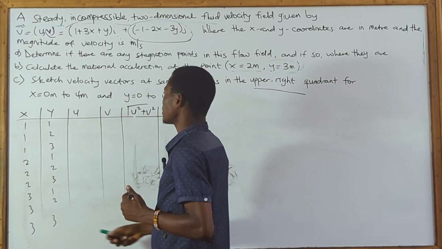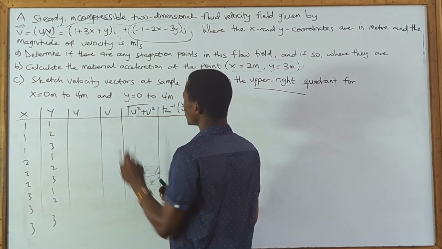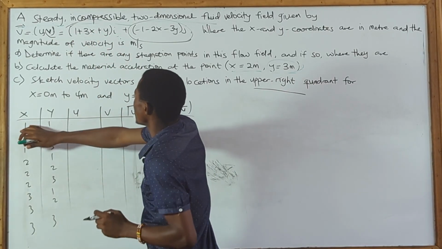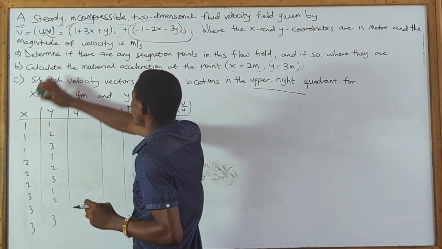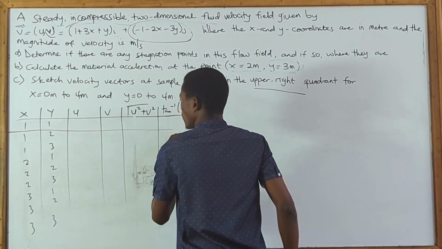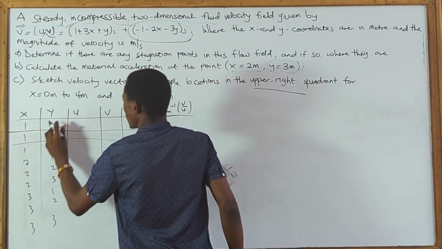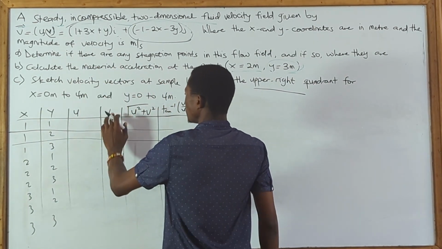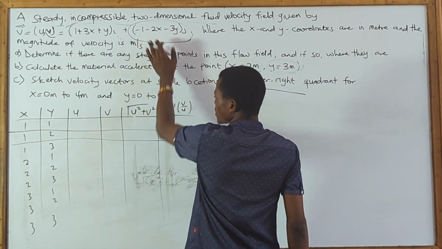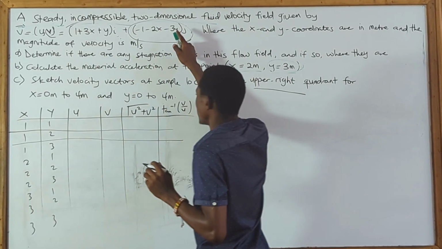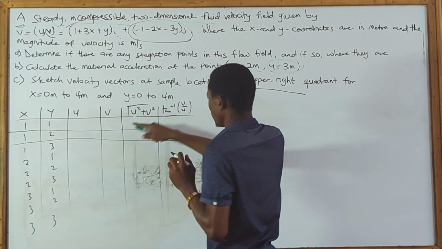So after getting this, you know your u is this. Wherever you see x, you are going to put 1 for the first side. Wherever you see y, you are going to put 1 for the first side and you put it here. Then you come to the v side: wherever you see x, you are going to put 1, and wherever you see y, you are going to put 1 for the first side.